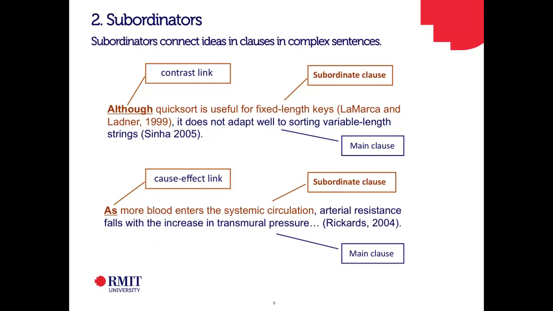Subordinators are used to connect a subordinate clause with a main clause. A main clause can stand alone as a sentence, and it has a subject and a verb and usually an object. A subordinate clause gives additional information. In the first example, the subordinate clause points to a contrasting relationship with the main clause. It starts with although. In the second example, the subordinate clause creates a cause-effect and temporal link with the main clause. As carries the meaning of both when and because.